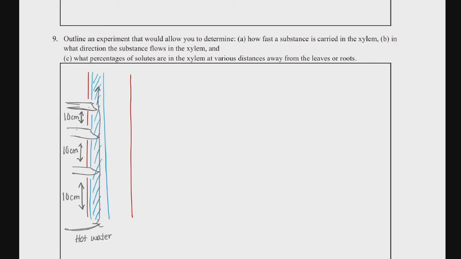Cool. We do have one more question, and I want to give it some time. I know that I just explained this experiment. I might save time on writing that whole thing out, because I know you guys have incredible memories and don't need me to. But yeah, that's just one way you can use the experiment for looking at the transport of xylem.